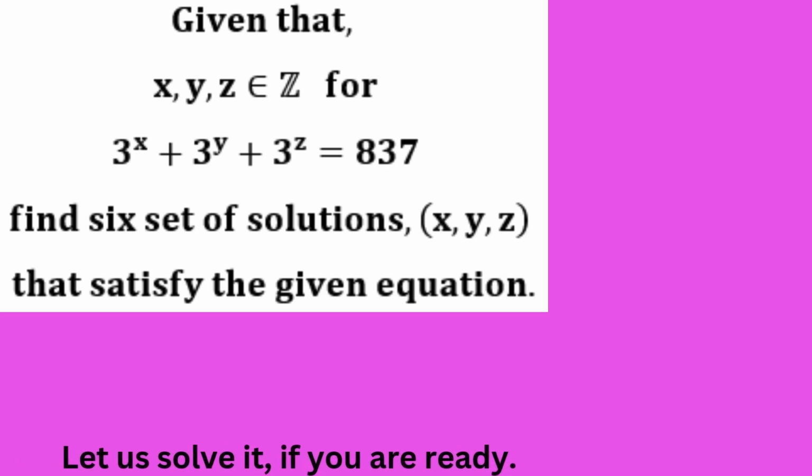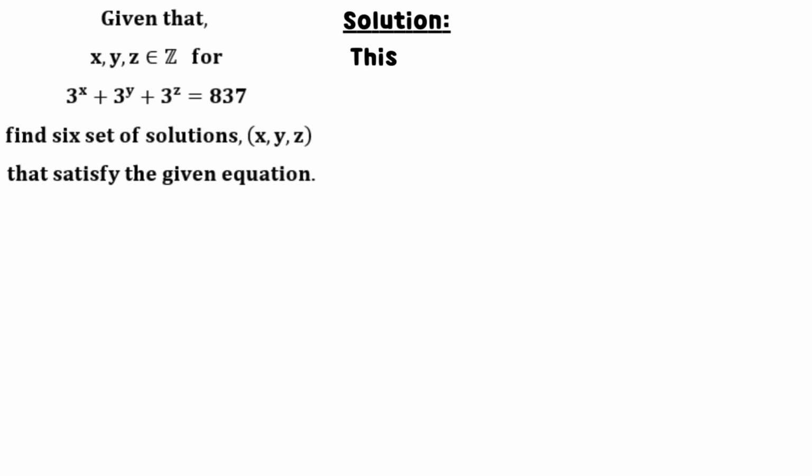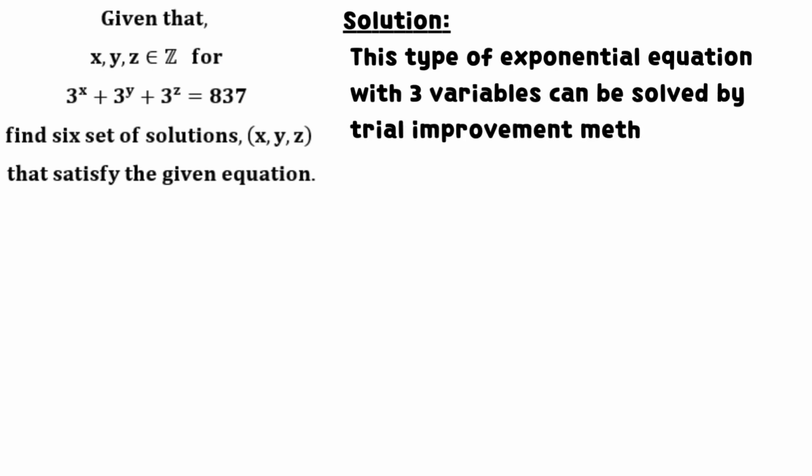Find 6 sets of solutions that satisfy the given equation. This type of exponential equation with 3 variables can be solved by the trial improvement method.